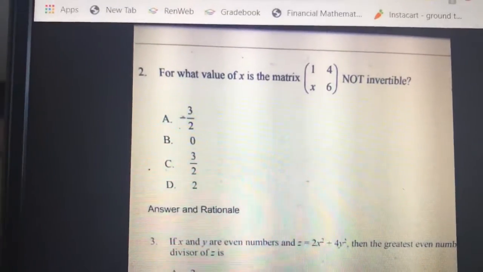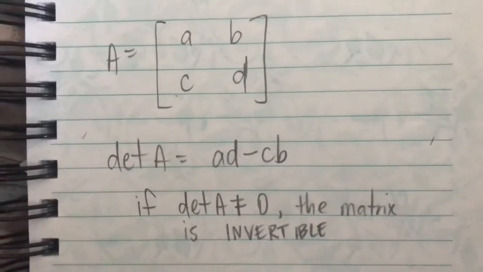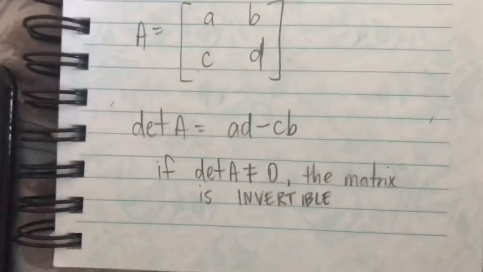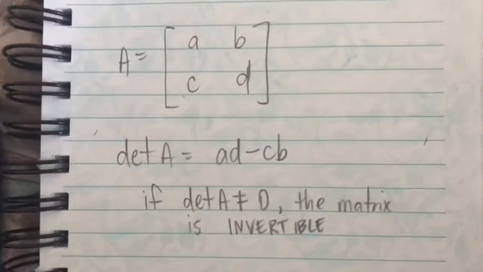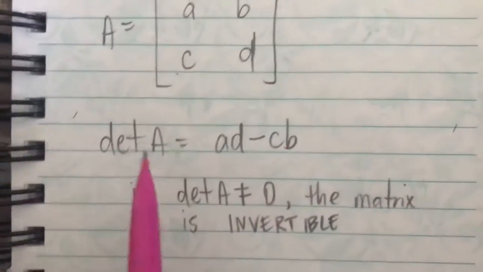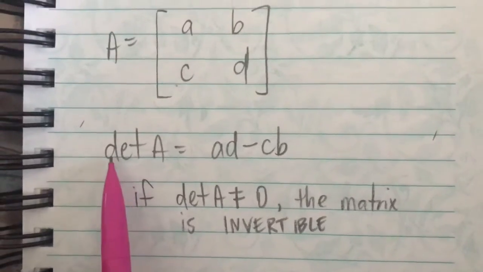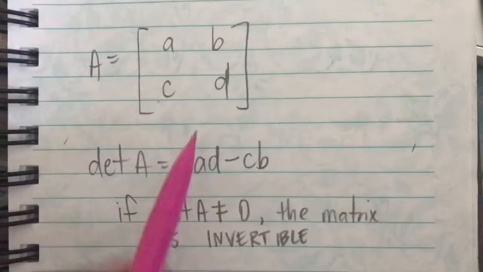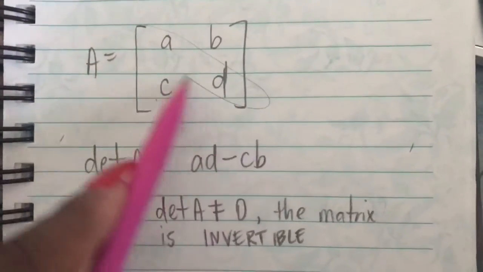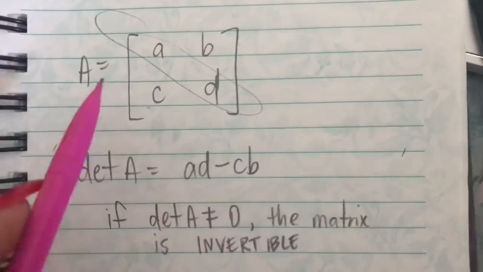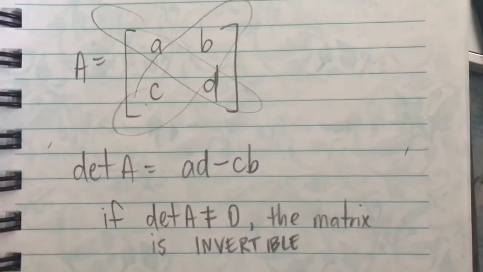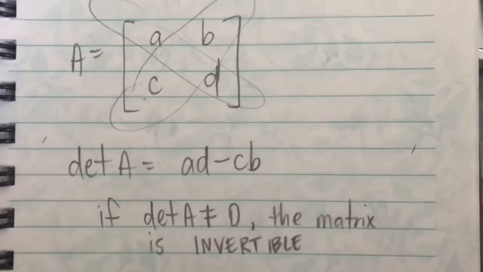That's what we're looking for. So let's talk about how to find this determinant. So basically, say you have a matrix, and we'll just put A, B, C, and D as our numbers. So basically, the determinant, and by short, we just put DET. The determinant of this matrix, all you do is say A times D minus C times B. That's how you figure out what the determinant is.